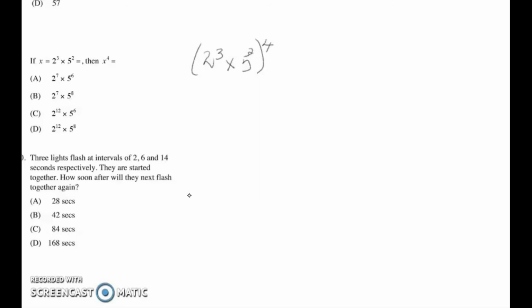Next question. 3 lights flash at intervals of 2, 6, and 14 seconds, respectively. They are started together. How soon after will they next flash together again? Now, to solve this, we'll have to look at the multiples of all those numbers. And to find which one is the least common multiple would give us the next time all of them are going to flash together. So basically what we want to find is the LCM of 2, 6, and 14.